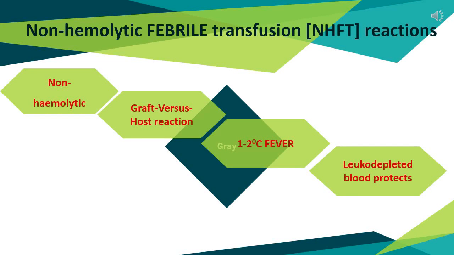Non-hemolytic febrile transfusion reactions, or NHFT reactions. Febrile transfusion reactions are non-hemolytic and are defined as an increase in temperature of about 1 to 2 degrees centigrade associated with a blood transfusion. These are fairly common, comprising approximately 1% of all transfusions. These are usually caused by a graft versus host response, or GVH response, due to cytokines present in the leukocytes of transfused red cells or platelet components, causing fever, chills, or rigors.